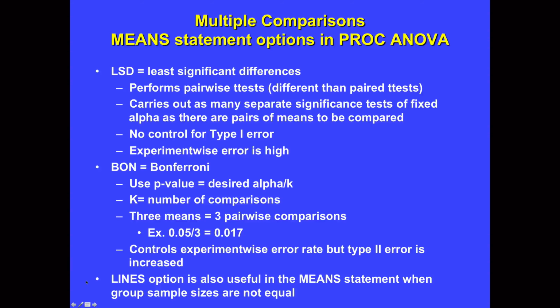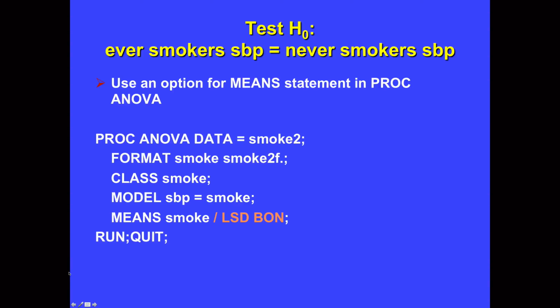And the lines option can also be helpful within the mean statement when group sample sizes are not equal. So I recommend that you give that a try on your own, try and read up in SAS about what the lines option would do, and apply that. In the meantime, we can run a Proc ANOVA and add these LSD and BON options to the mean statement and take a look at the results.